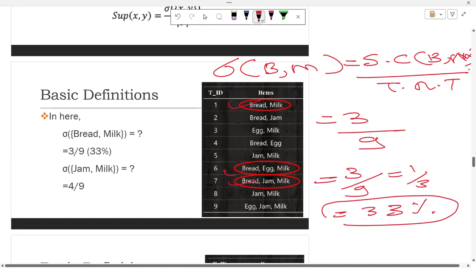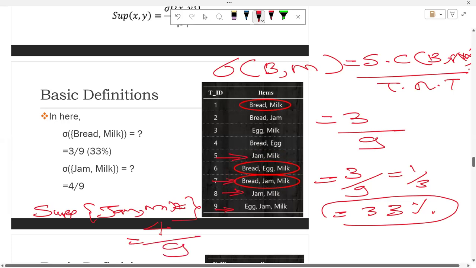Similarly, now tell me, what is the support of jam and milk? First, you need to find the support count of jam and milk. Jam and milk. This is one transaction. This is another transaction too. Let me count: this one, 2, this one, 3, this one, 4. So altogether the support count is 4, divided by the total number of transactions, 9.